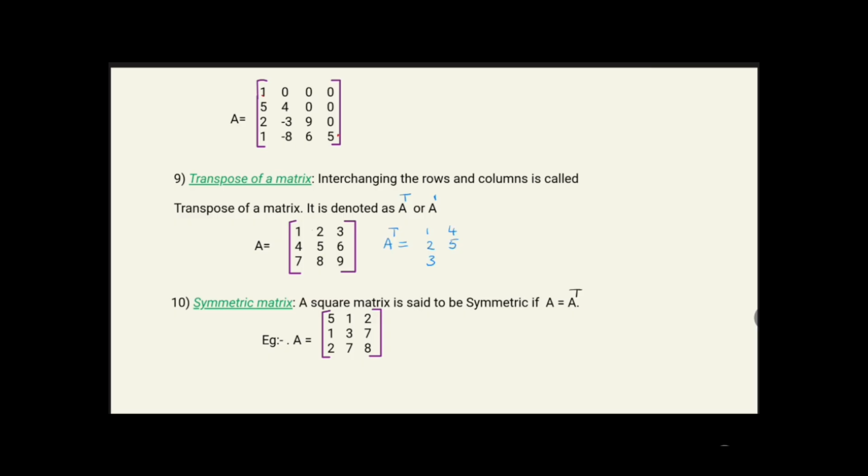That will become the second column: 4, 5, 6. I should write it out as a column. And the third row is 7, 8, 9. That I will write as a column here. So this is called A transpose. That is interchanging the rows and columns.